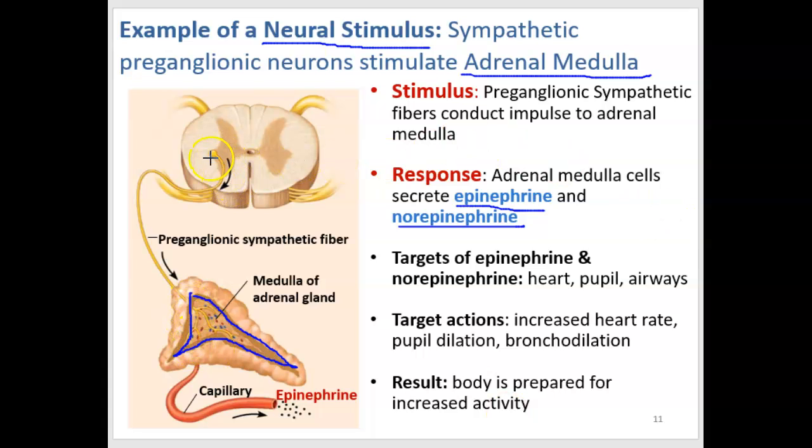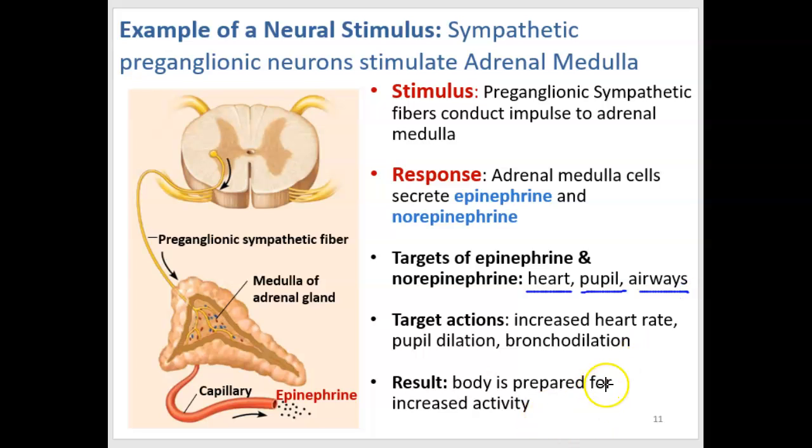What has to happen is that the preganglionic sympathetic neuron has to conduct an impulse to the adrenal medulla. When the adrenal medulla is stimulated by this nerve impulse, the cells release epinephrine and norepinephrine. Now, just like the rest of the sympathetic response, the action of epinephrine will cause the heart rate to go up, the pupil to dilate, the airways to dilate. Those are the actions of the sympathetic nervous system.